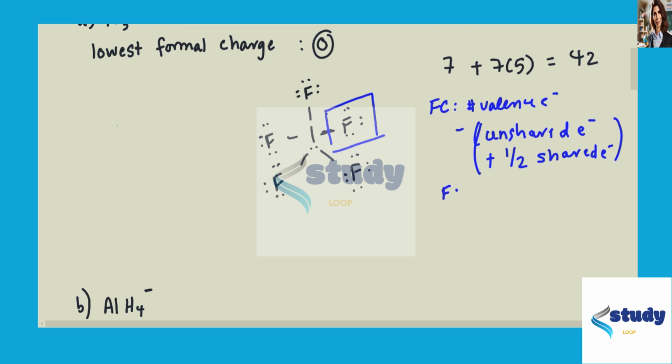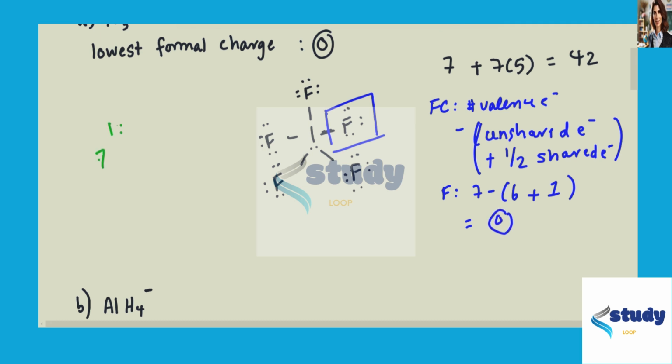So for fluorine, we have 7 valence electrons. We subtract the 6 lone pair electrons, the unshared, plus half of the bond, so that is the 1 out of the 2, and that gives us a formal charge of 0. So that's good for fluorine. Let's do it for iodine.